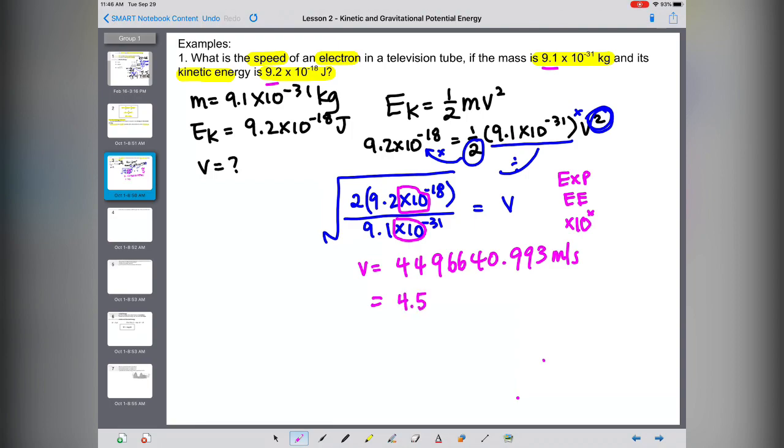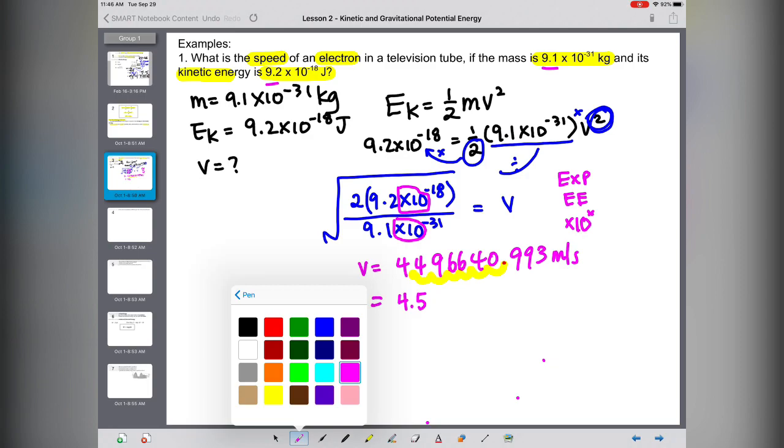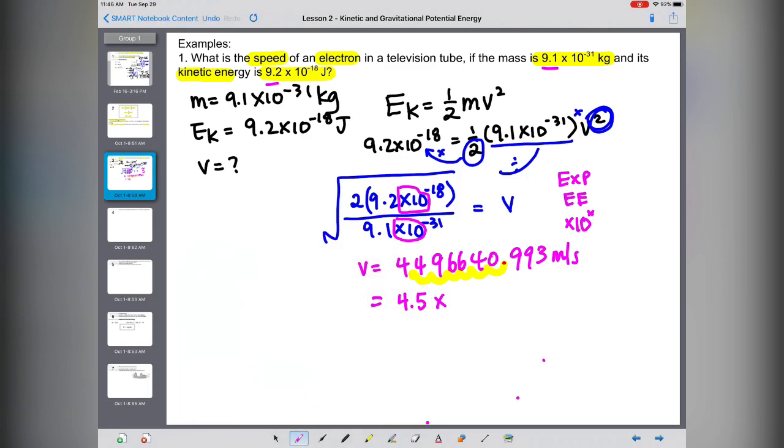So 4.5. You always put the decimal place after the first non-zero number. So if I were to put a decimal place, I would put it right here, the first non-zero number, and then you have to count how many times. 1, 2, 3, 4, 5, 6. So it moves 6 times before it gets to that spot. So it becomes 4.5 times 10 to the 6 meters per second. This is scalar, so no direction.